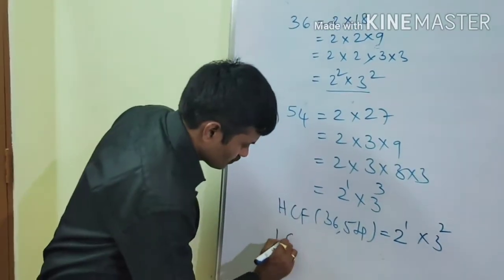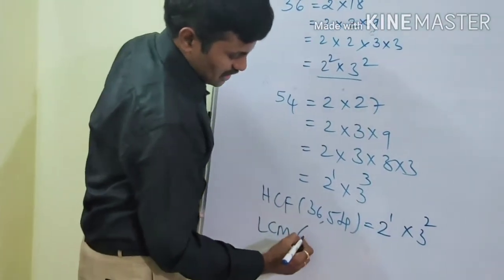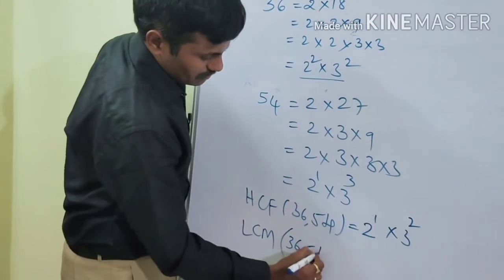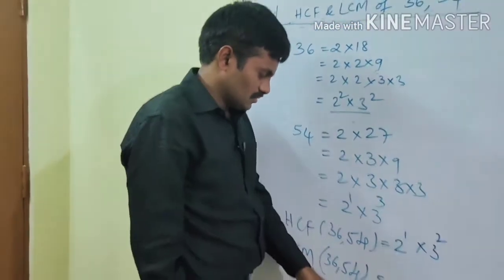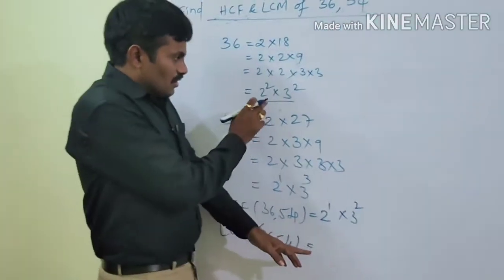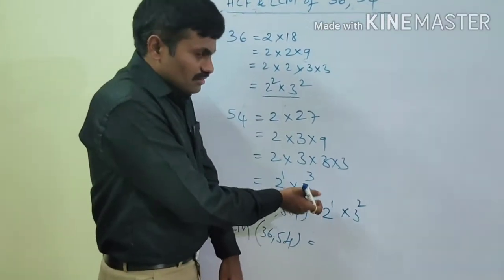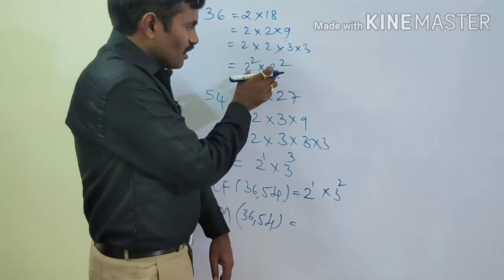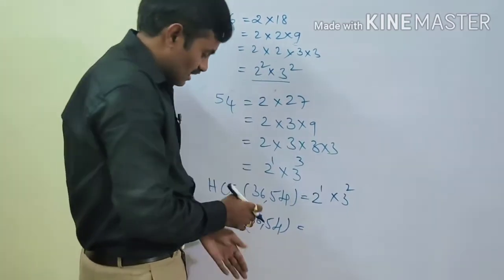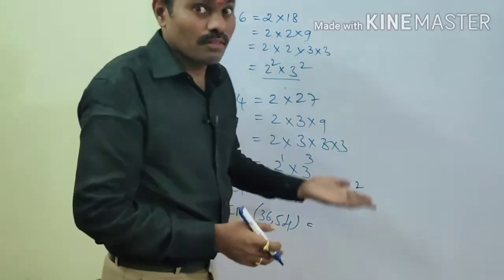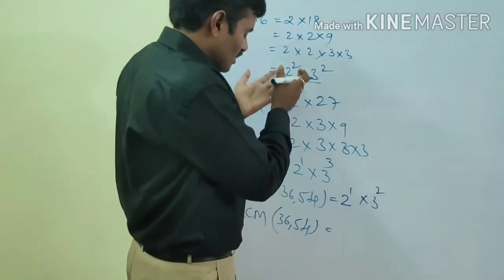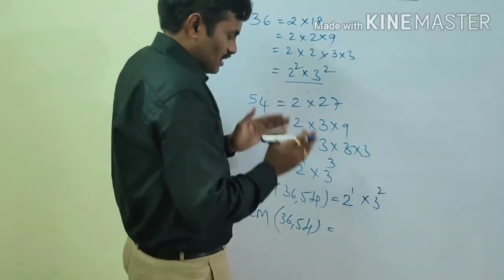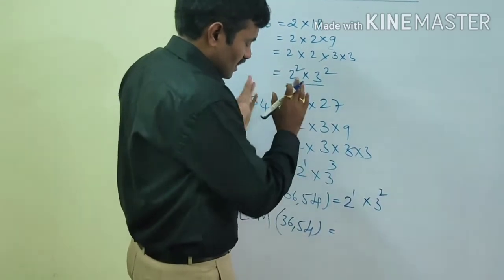How to find LCM? LCM of 36, 54. In HCF what have we taken? The smallest power of common factors of the given numbers. But in LCM we have to take the product of the greatest powers of the factors of the given numbers.